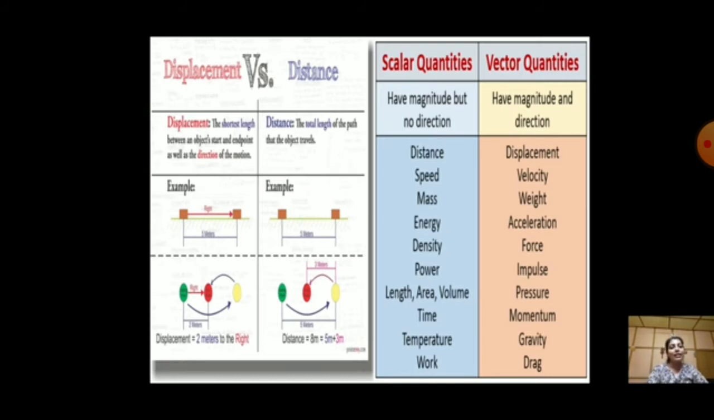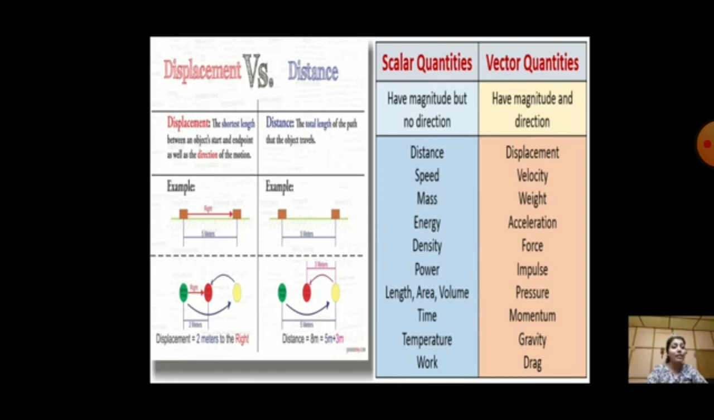In this slide, I just want to let you know the difference between vector and scalar quantities. Scalar quantities have magnitude but no direction, vectors have magnitude as well as direction. Examples given here: distance, speed, mass, energy, density, power, time, temperature, work, length, area, volume, all are scalar. That means they do not have direction.